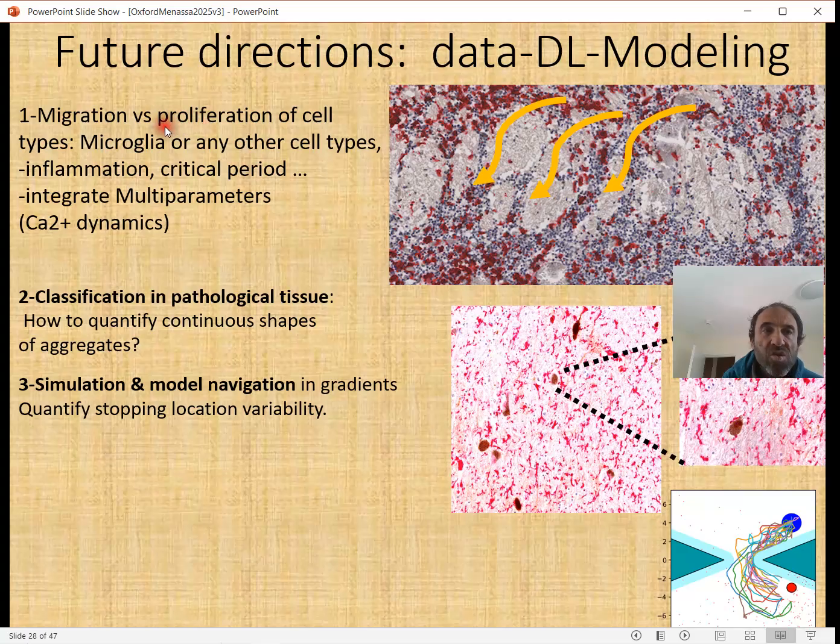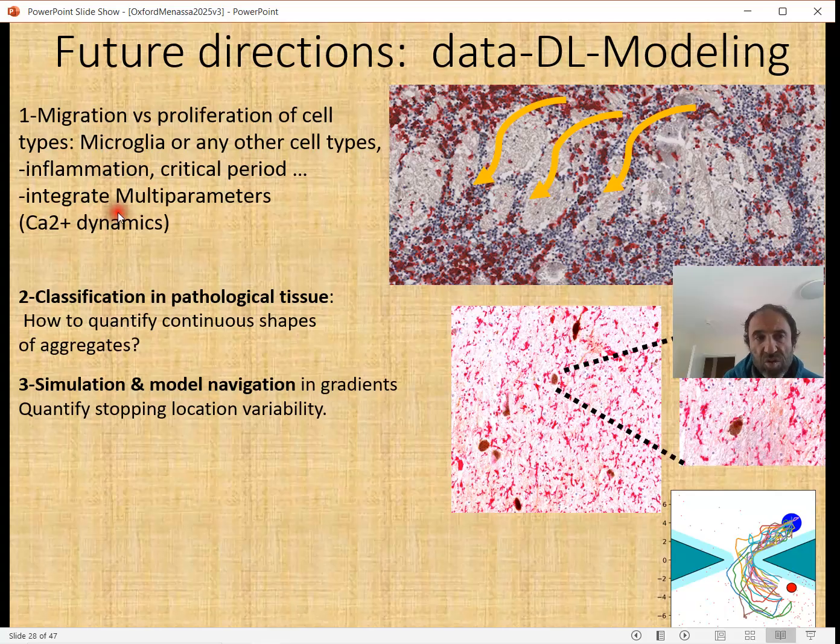So the future direction for this deep learning and data modeling is indeed this migration versus proliferation problem. When you have a sudden increase of microglia in a given region, the question is always, is it due to migration or proliferation? And the statistics here can allow us to answer this question by looking at the type of microglia that are actually generated and look at the statistics of the cluster versus non-cluster. There are also interesting extensions of this, which is to study these microglia during other types of periods, such as the critical period, to look at how they are involved in shaping the neuronal network.